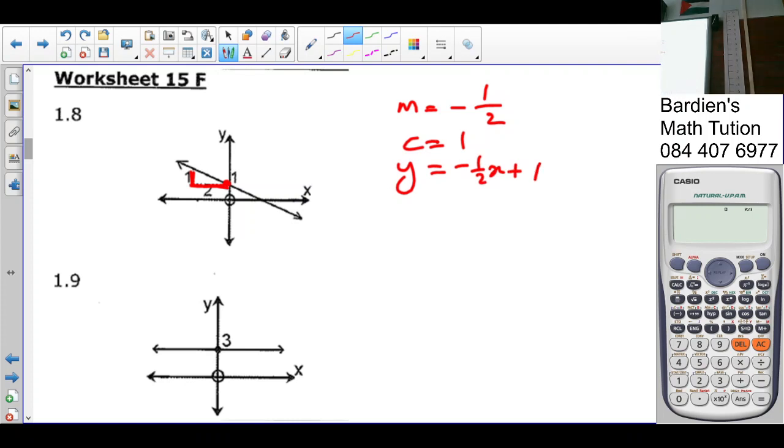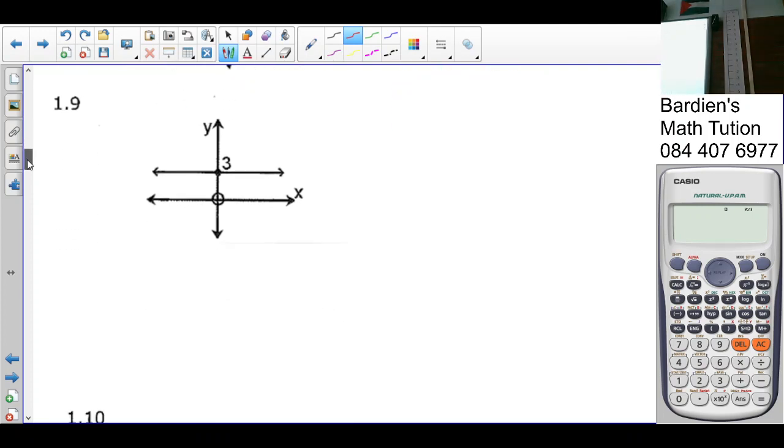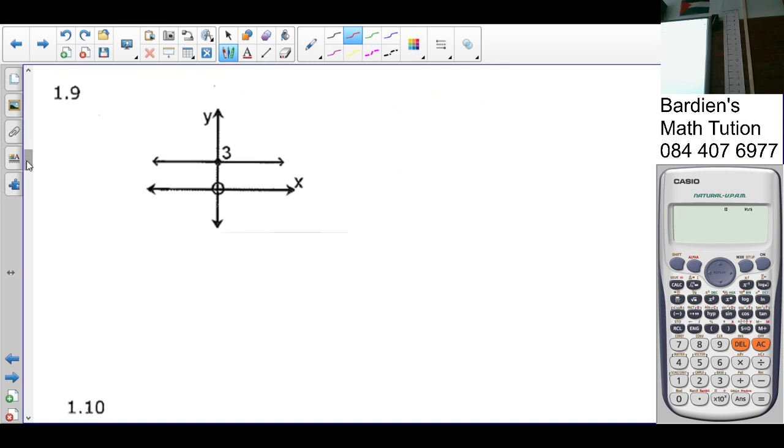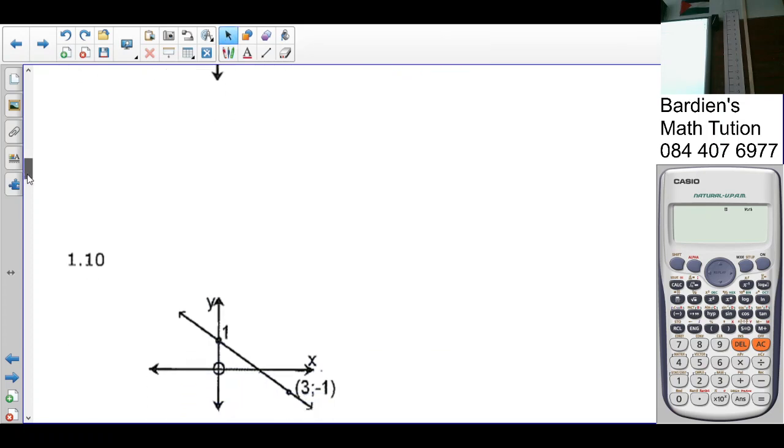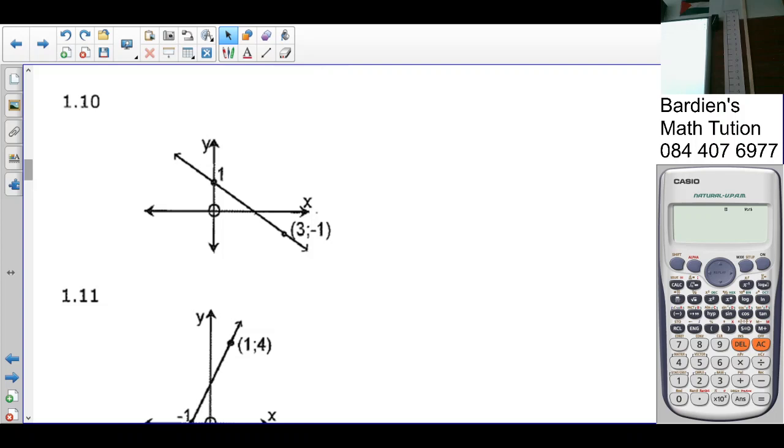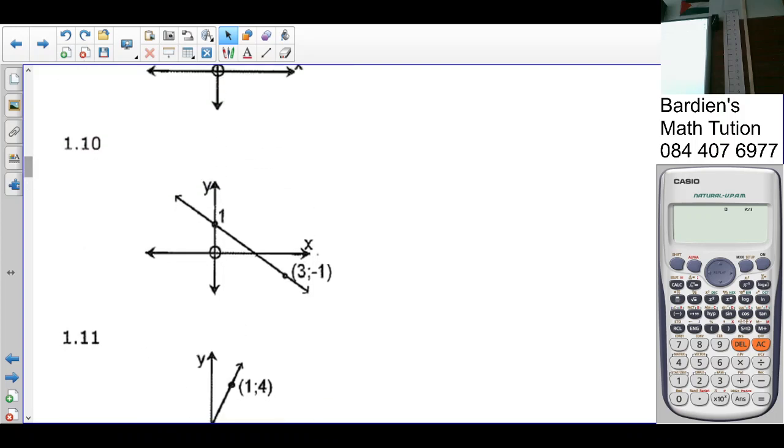Okay. Please don't get this one wrong. 1.9. What? X? Oh, you said not x. Oh. Y is equal to 3. Almost gave me a shock. People, 1.10.